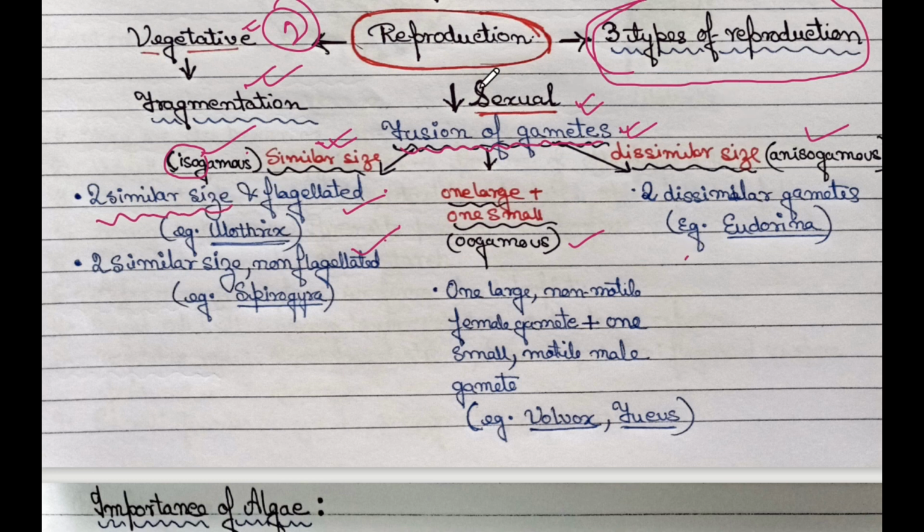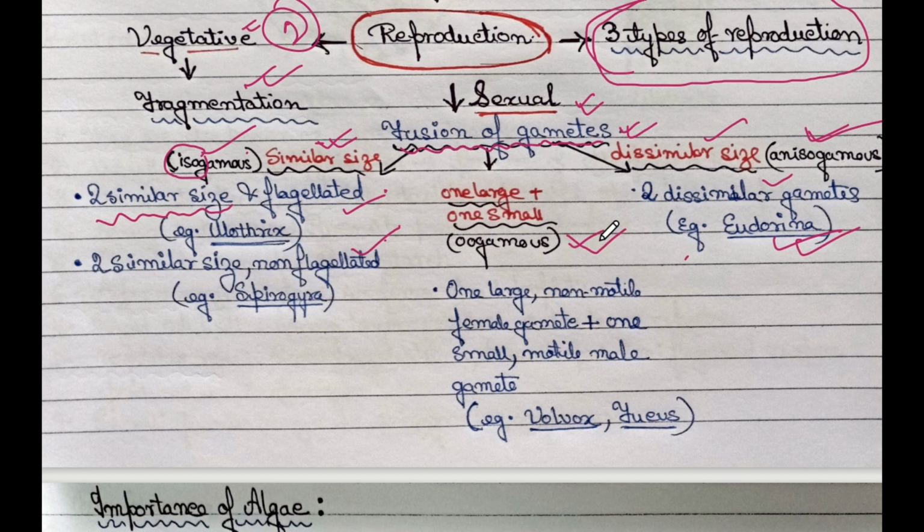Now let us come directly to the third one, that is anisogamous. So what do you think anisogamous will be? Yeah, two dissimilar gametes, which are dissimilar in size. Example is Eudorina.